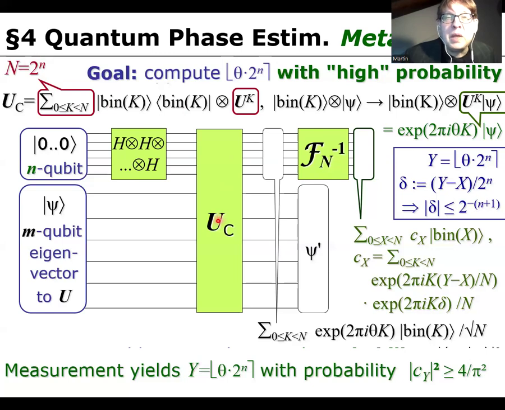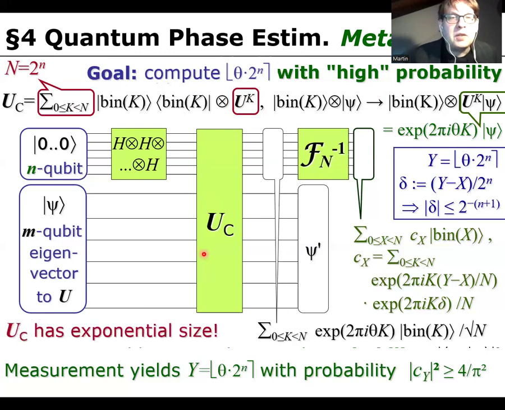So that means this circuit contains compositions of U capital K times, right? So power means k-fold product, product means composition. So we have exponential compositions of the circuit representing U embedded here in this meta circuit solving the phase estimation problem, and therefore it is not an efficient solution to the quantum phase estimation.